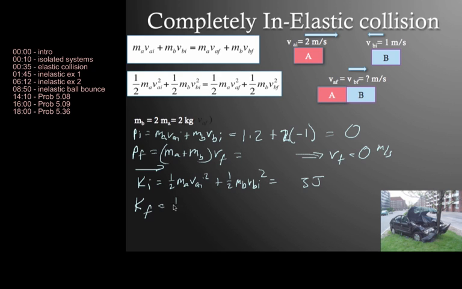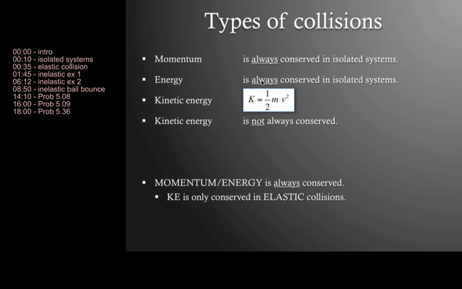Our final kinetic energy is 1/2 MA plus MB times V final squared. And since the speed of this wreck is 0, we have no kinetic energy. So here all of our kinetic energy was lost. Momentum is always conserved, energy is always conserved, but kinetic energy is not always conserved. It is only conserved in these very special kinds of collisions called elastic collisions. In all other kinds of collisions, some amount or even all of the kinetic energy is lost.